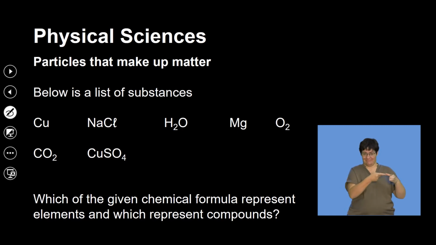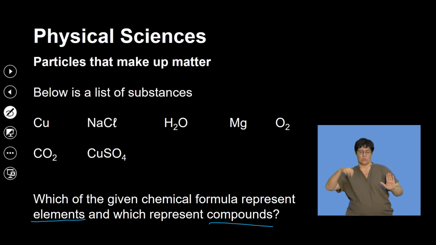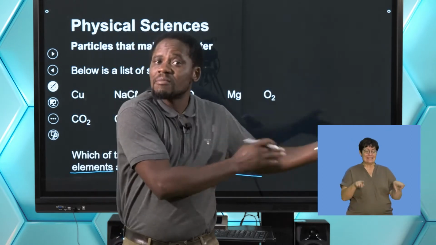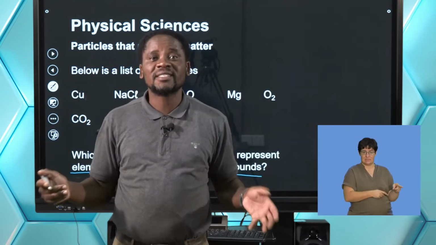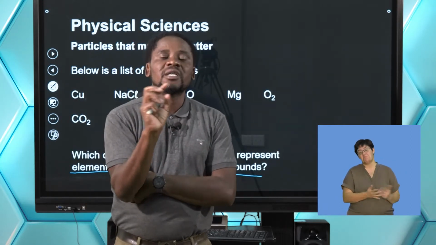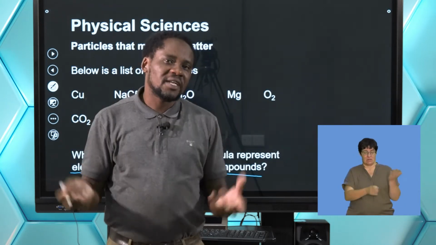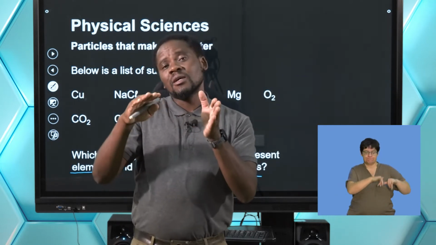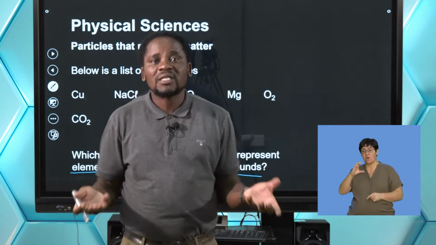Below we have a list of substances. Which of the given chemical formulae represents an element and which one represents a compound? The key words are element and compound. Let's go back to terminology. Elements are made up of atoms of the same kind. What you find in the periodic table are the elements, and a specific element would consist of atoms of the same kind. On the other hand, if we speak of compounds, what exactly are we referring to?